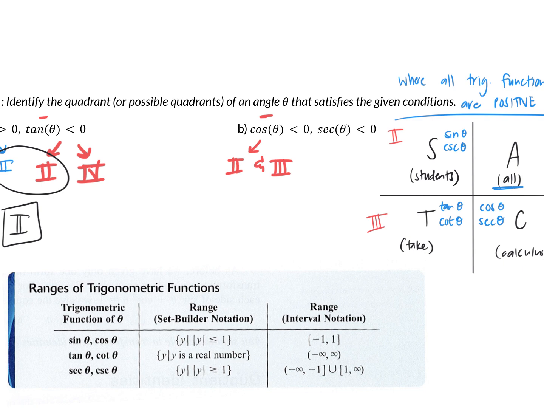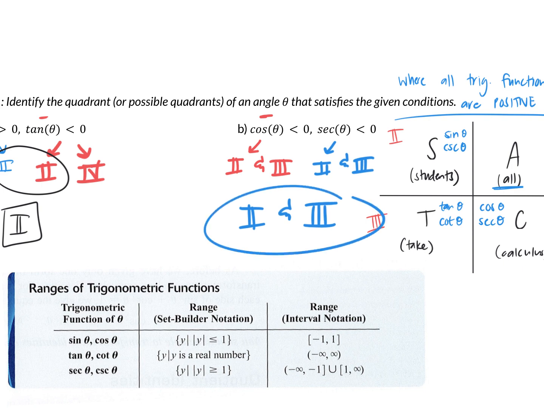Where is secant of theta less than 0? Well, how are secant and cosine related? They're reciprocals of each other, right? So wouldn't this just have the exact same thing? 2 and 3. So my answer would be 2 and 3. Quadrants 2 and 3 are where those both occur.